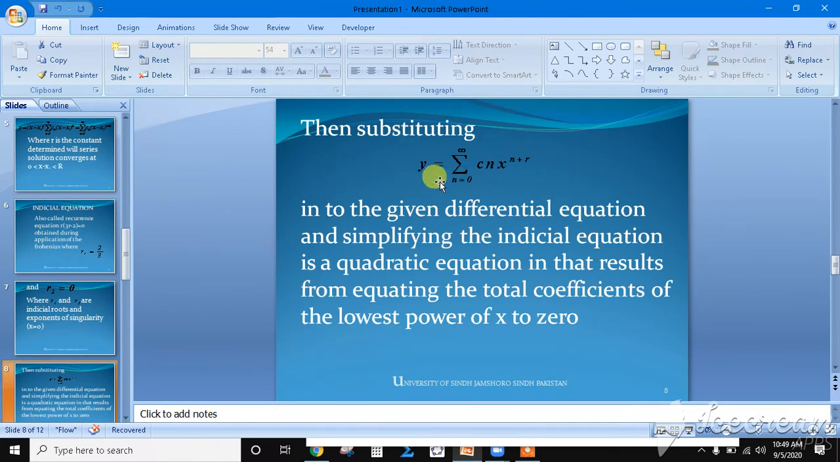Then substituting y equal to the summation from n equals 0 to infinity of Cn (x plus x naught) to the power n plus r into the given differential equation, the indicial equation is a quadratic equation. Note that the indicial equation results from equating the total coefficients, which means equating the coefficient of the lowest power of x to 0.